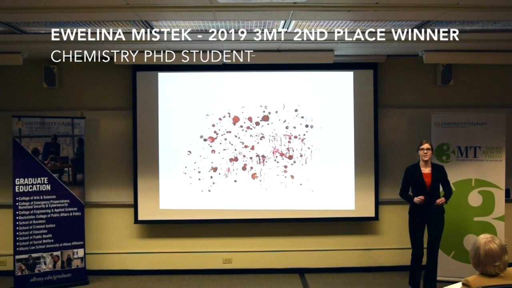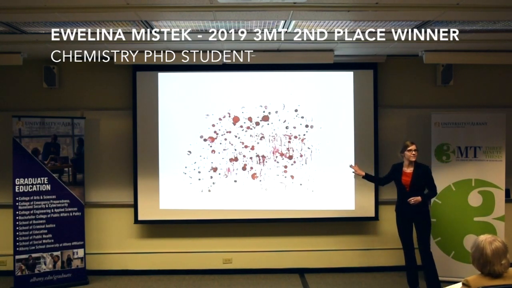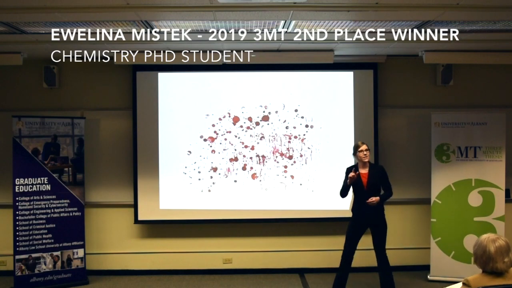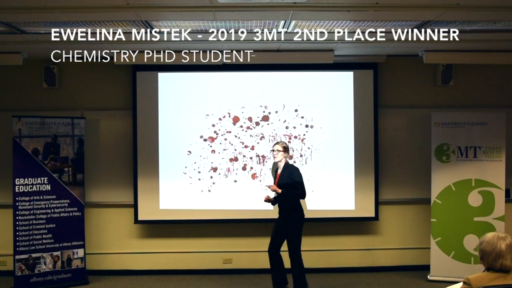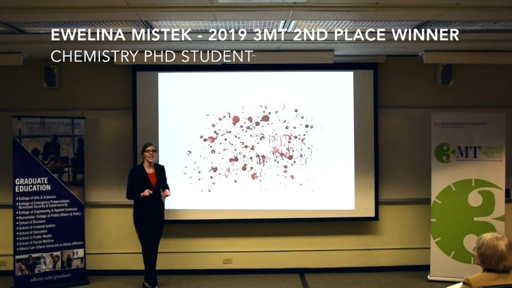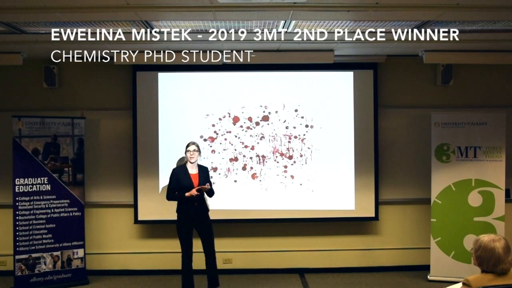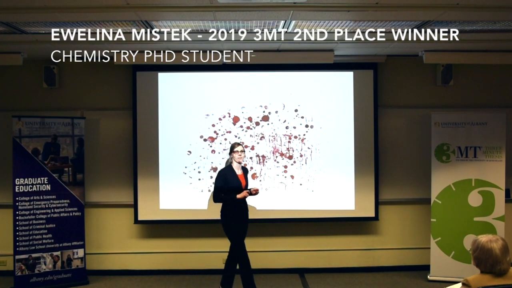I would like to start my presentation by asking you all a question. What do you see here? A blood splatter? Yes? Yes, you're correct. However, in the time that it took you to think about the answer, I have already identified this blood stain donor as a Caucasian female between 20 and 40 years old.